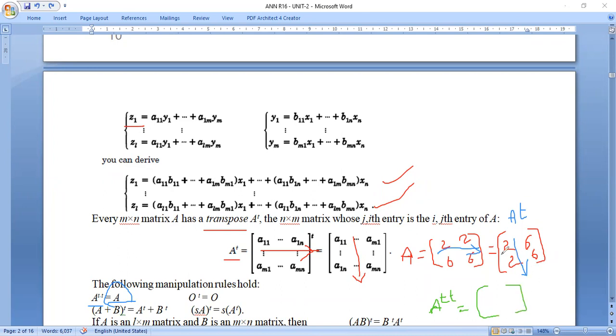So here the row values are represented as columns 2 6. The row values are represented as column 2 6, isn't it? So A transpose transpose equal to A. See, these both matrices are the same or not? Yes, same. So this is one of the rules. Is it clear? If you perform 2 times transpose operations on a particular matrix, then you will get the original matrix. This is the resultant matrix. Clear?